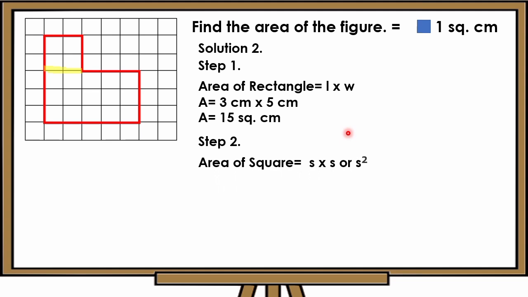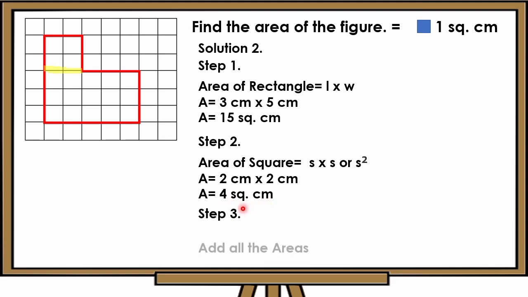Step 2, we will get the area of this square. So, the formula is S times S or S squared. So, let us count. 1, 2. Ibig sabihin, 2 centimeters yung side ng square. So, multiply natin siya by itself. 2 times 2 is equals 4 squared centimeters.